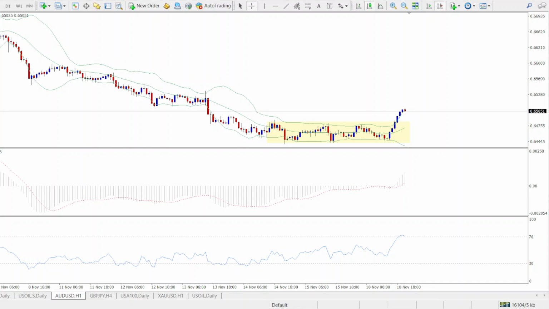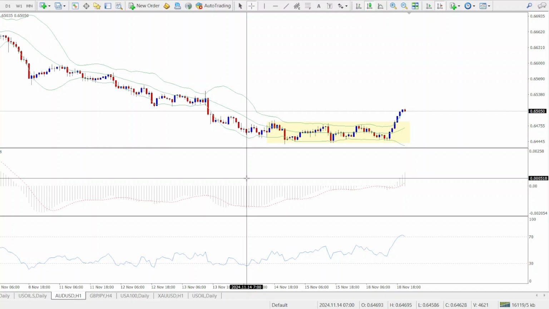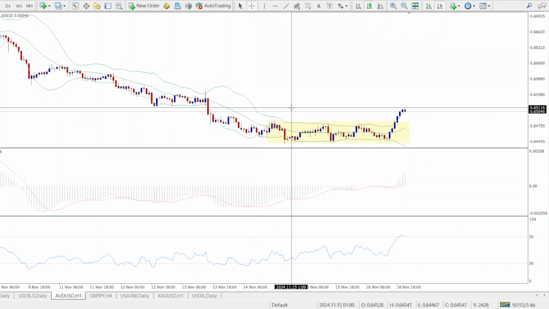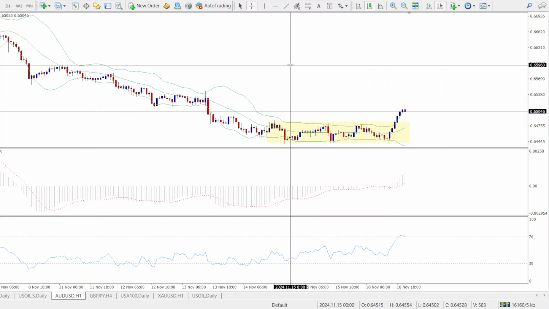Now before you start applying this strategy, remember that no system is foolproof. Always practice on a demo account and use proper risk management. Combine these indicators with other tools like support and resistance levels for even more accuracy.